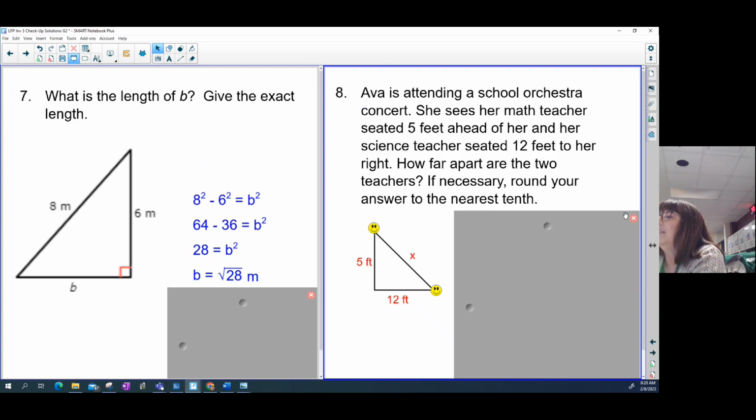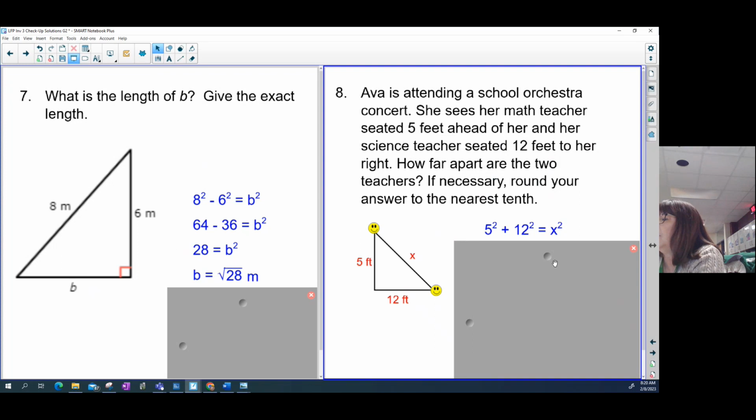Number 8, Ava is attending a school orchestra concert. She sees her math teacher seated 5 feet ahead of her and her science teacher seated 12 feet to her right. So here's where she's sitting. 12 feet to her right is her science teacher, and 5 feet ahead of her is her math teacher. So they want to know how far apart the teachers are sitting. We have a leg of 5 and a leg of 12. We're missing our hypotenuse for this one.